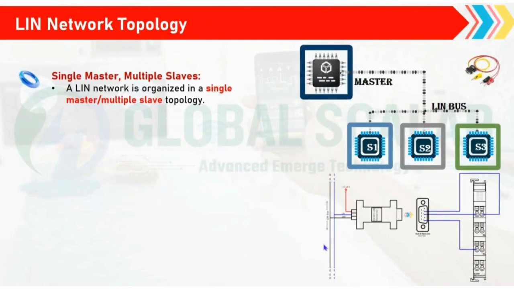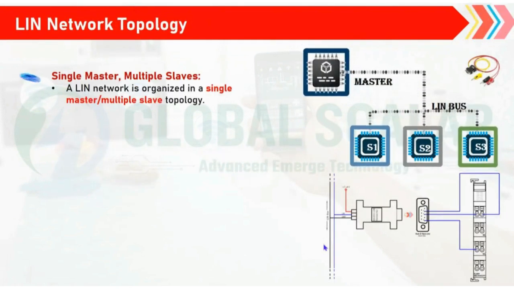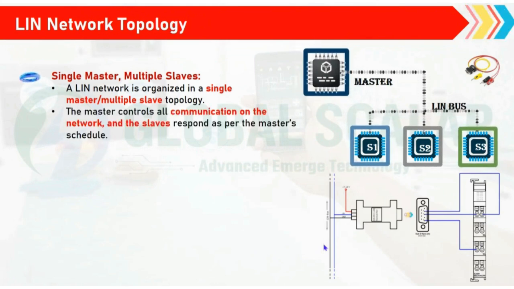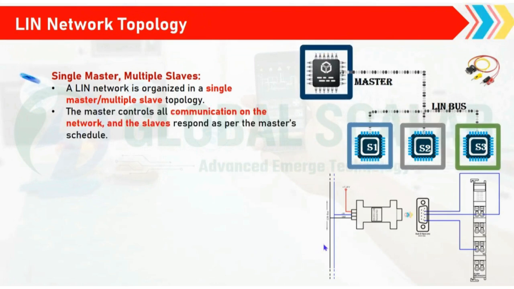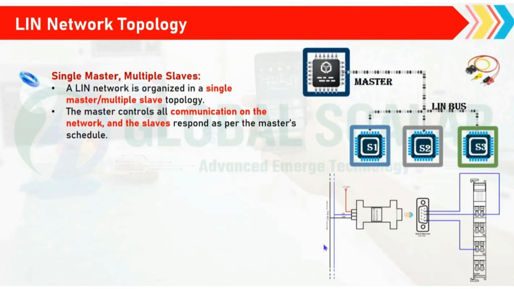And here we have the topology. So here it is single master and multi-slave. A LIN network is organized with a single master and multi-slave topology. The master controls all the communication on the network and the slaves respond as per the master schedule.